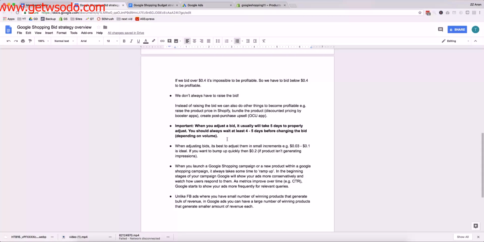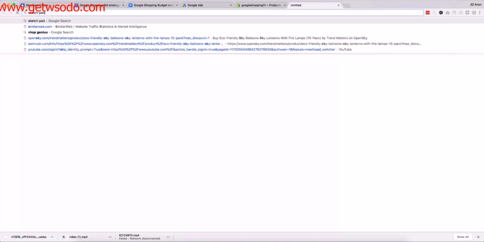increase the bid. An important thing to know is that whenever you make a bid adjustment, it usually takes about 5 days to properly adjust. You should always wait at least 4 to 5 days before changing the bid again. So if you make a bid increase, say you increase the bid by 3 cents, you want to not touch it again for 4 or 5 days, because of what happens here.